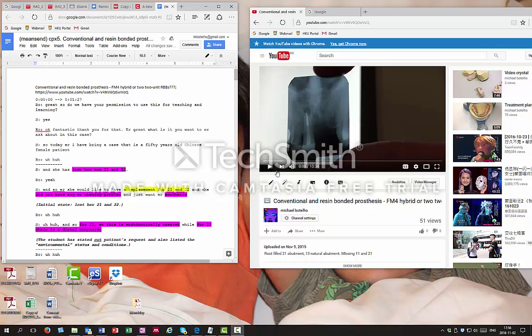Probably reduce the screen size. But anyway, let me just give you a demonstration of that.